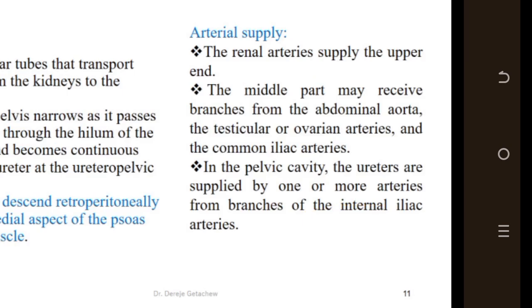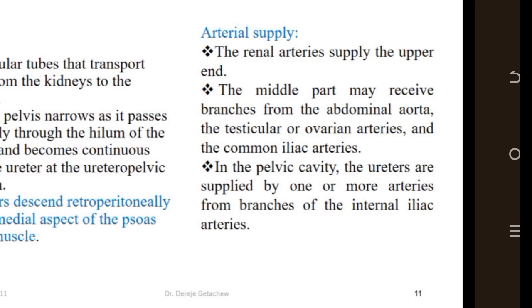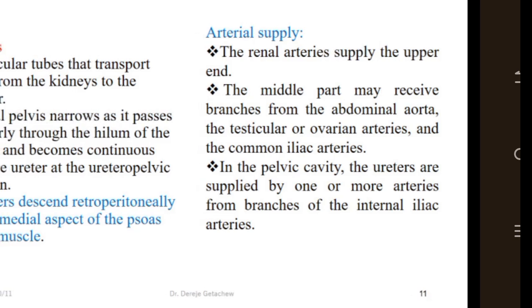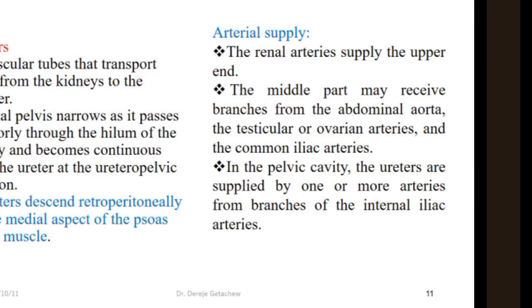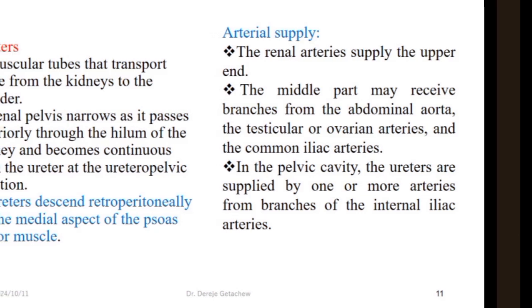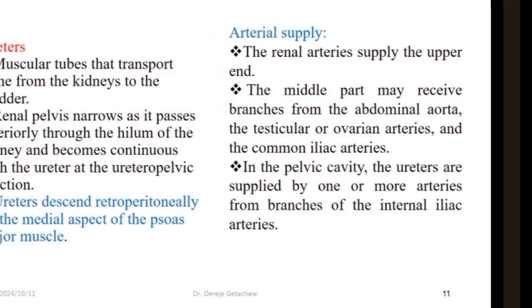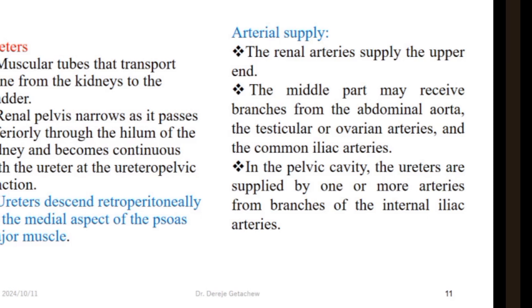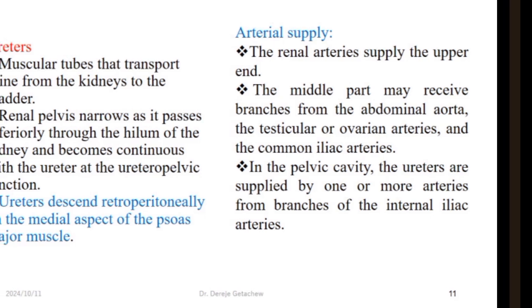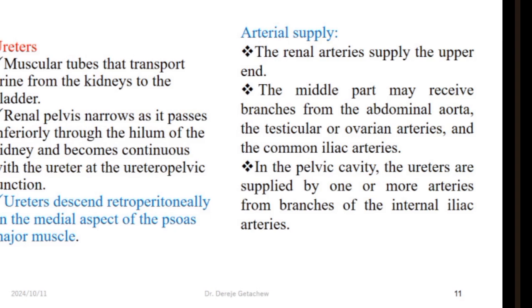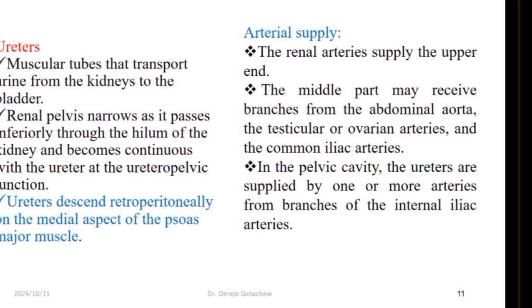Now we see ureters, which are muscular tubes that transport urine from the kidneys to the bladder, and this ureter is formed when the renal pelvis narrows as it passes inferiorly through the hilum of the kidney, and it becomes continuous with the ureter at a junction known as the uretero-pelvic junction. So these ureters descend retroperitoneally on the medial aspect of the psoas major muscle. The blood supply to this ureter, the upper end of the ureter is supplied by the renal arteries.